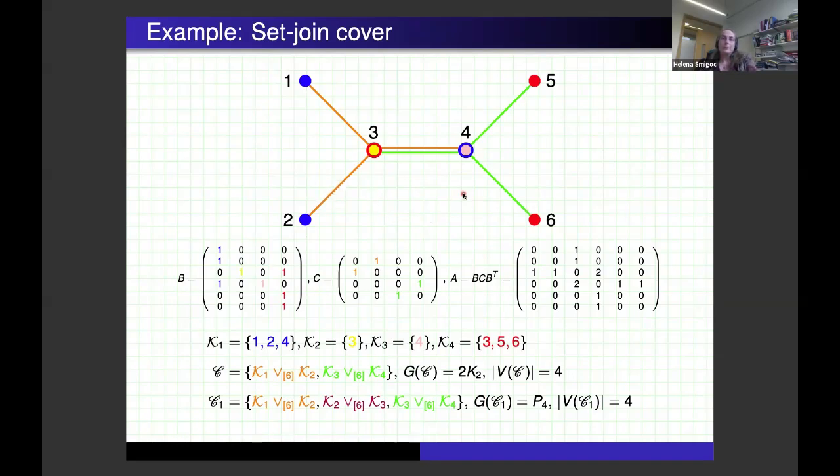This set join cover has 4 components, K1, K2, K3, and K4. So the number of elements in the vertex set of this cover is 4. And this turns out to be the minimal number that I can have, the minimum number of components for this graph. So SNT rank of this graph is 4. The graph of this set join cover is 2K2 because here I have 2 independent edges. You could think K1 is joined to K2 and K3 is joined to K4. So I have 2 independent edges. The graph is 2K2.